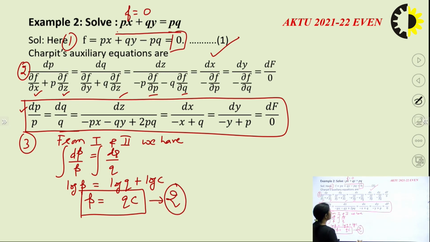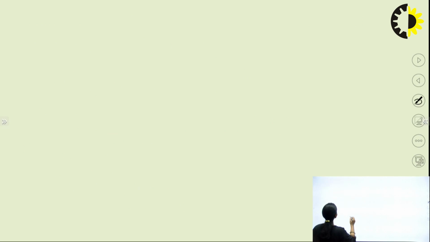Okay, so now we have two relations, first and second, as a function of p, q, x, y, z. So what we have to do in next step, we will solve first and second for p and q. So let us find the value of p and q by solving equation number 1 and 2. From equation 2 we have p is equal to qc, just put p is equal to qc in equation 1 and just solve equation 1 for q. So let us do it.